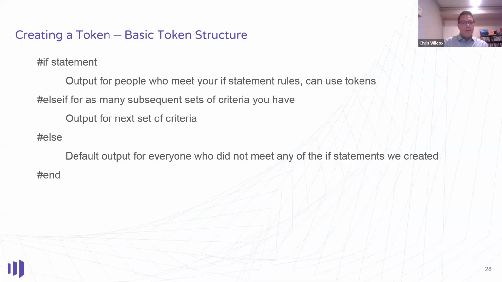And then the else if will be for any secondary or additional sets of criteria. You can have as many of those as you need to accommodate whatever it is you're trying to accomplish. And again, below that, the next line, the output for that set. Your else statement is everything else. So if they didn't qualify for any of those previous if statements, this is the output for those people. Sometimes that's a blank line. That's just fine. And then your end. So this is the general structure of a basic token, if this makes any sense.